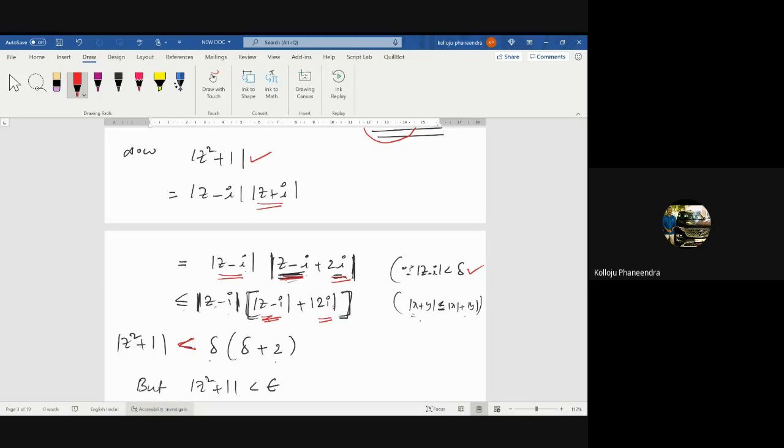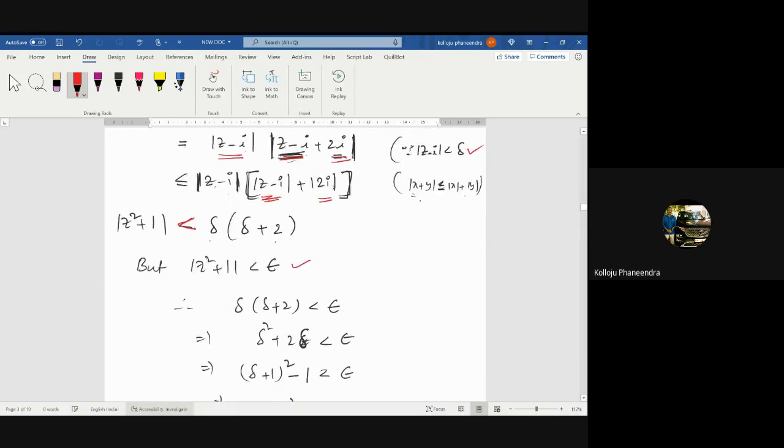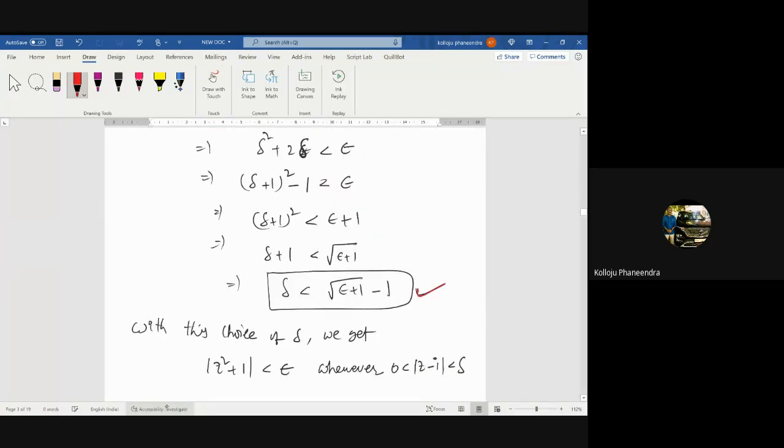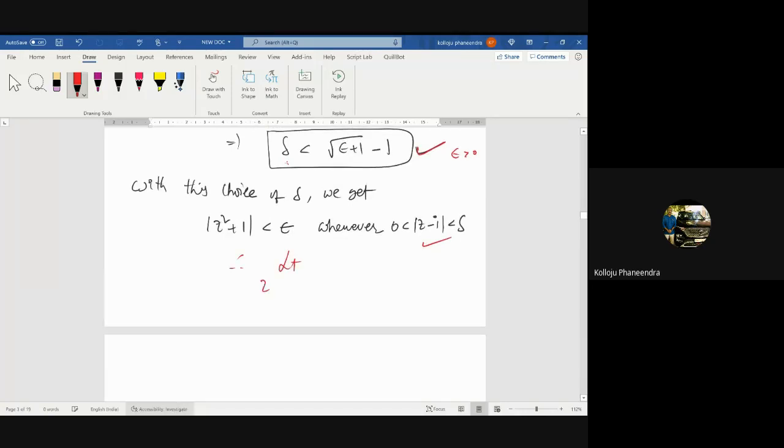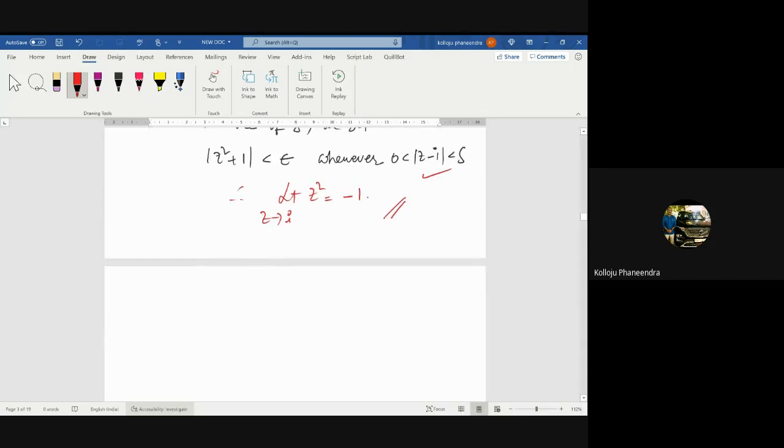So what I already have is that mod z square plus 1 is less than epsilon for a given epsilon. Therefore, delta into delta plus 2 is definitely less than epsilon. Simplifying this, I get the delta value: under root epsilon plus 1, minus 1, for a given epsilon. So with this value of delta, this definition is satisfied. Therefore, the limit as z tends to i of z square is negative 1. Okay, this is one approach, the delta epsilon approach.